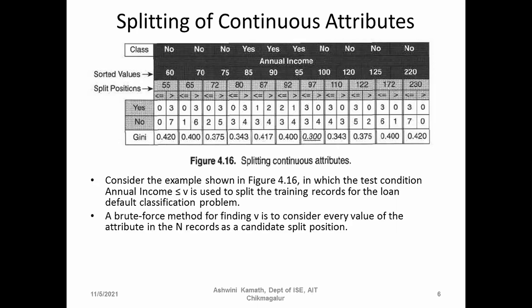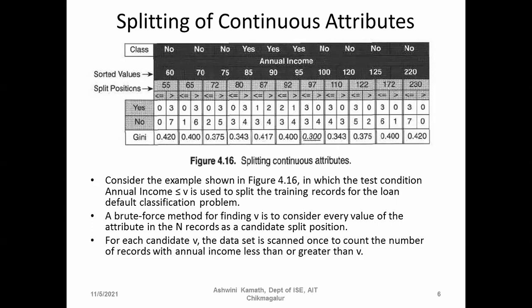Now a brute force method. The one in the figure is not a brute force method. First we'll discuss what we can do with the brute force method, then we'll discuss this example. A brute force method for finding B is to consider every value of the attribute in the n records as a candidate split position. Every value we have to consider. For example, if we have 20 records, for all the 20 records we have to consider the annual income, then split the position using that.